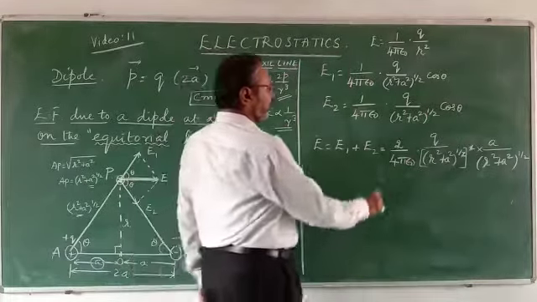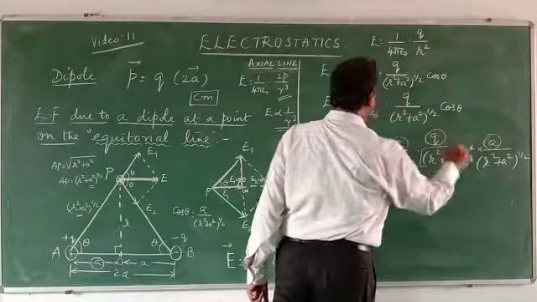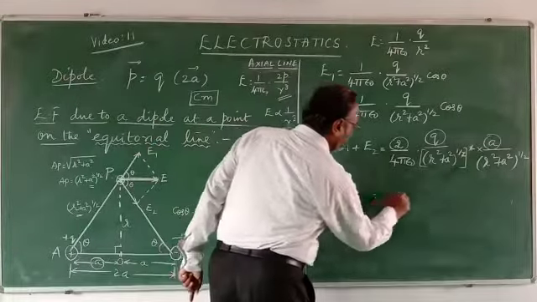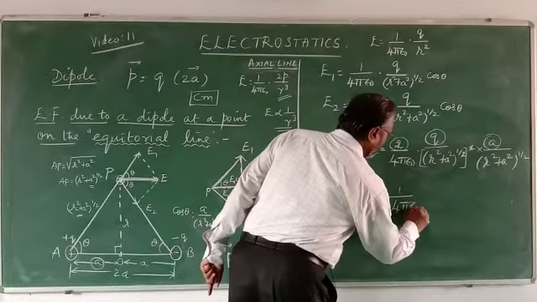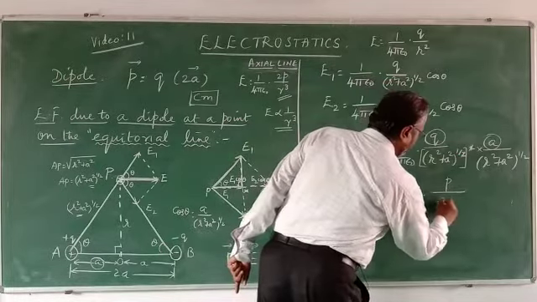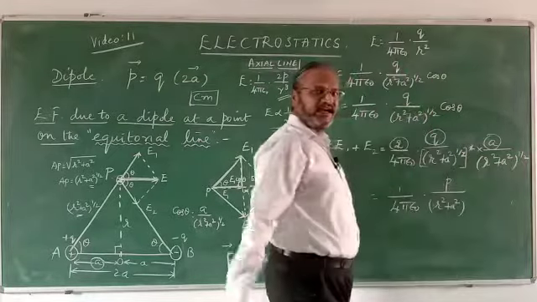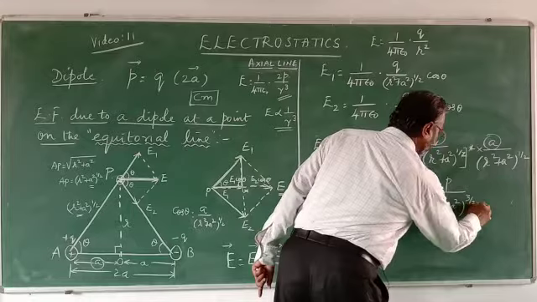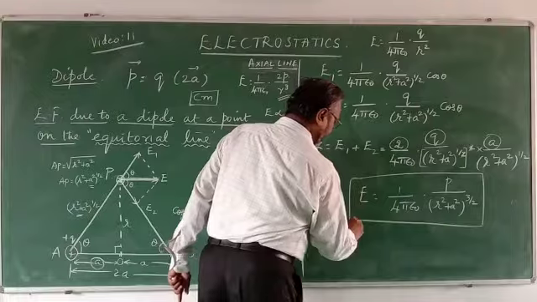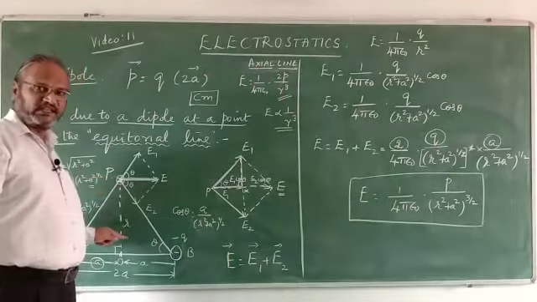Fine. Now we already know that 2a into q, what is 2a into q? p. So I can write it as 1 upon 4 pi epsilon naught into p divided by r square plus a square power 1 plus half, 1 and a half, that is 3 divided by 2. So this is the electric field of a dipole for a point placed in the equatorial line.